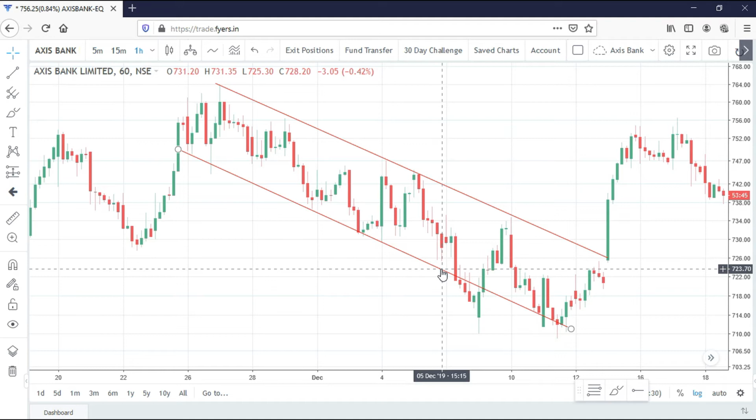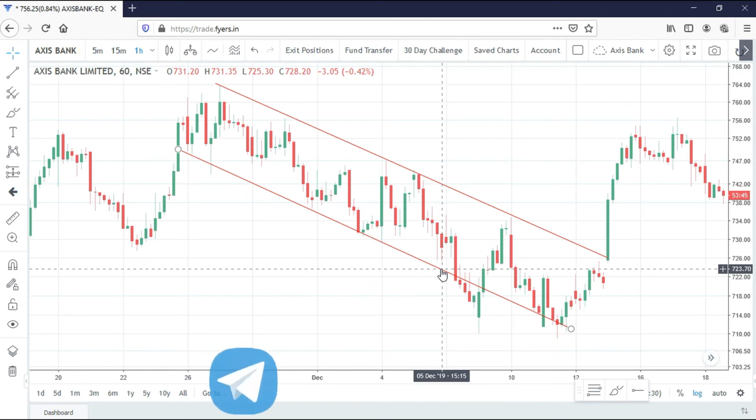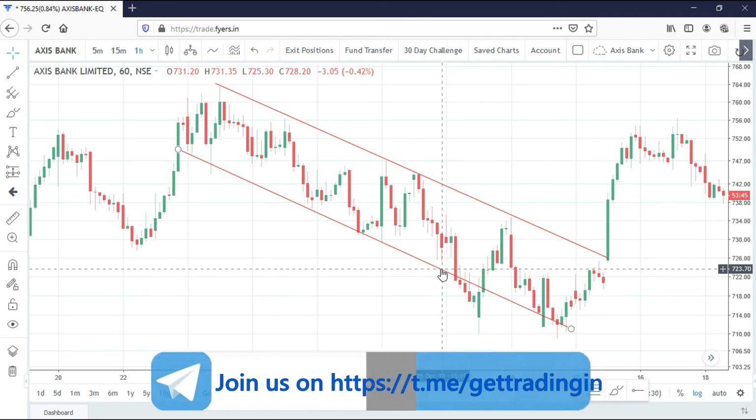Okay, once this parallel line connected the lows, we can confirm it as a channel, and this is a descending channel. One important thing you need to keep in mind is that descending channels are mostly bullish in nature. The price moves in this channel pattern and at some time breaks out of this channel from the resistance area and price continues its main trend.